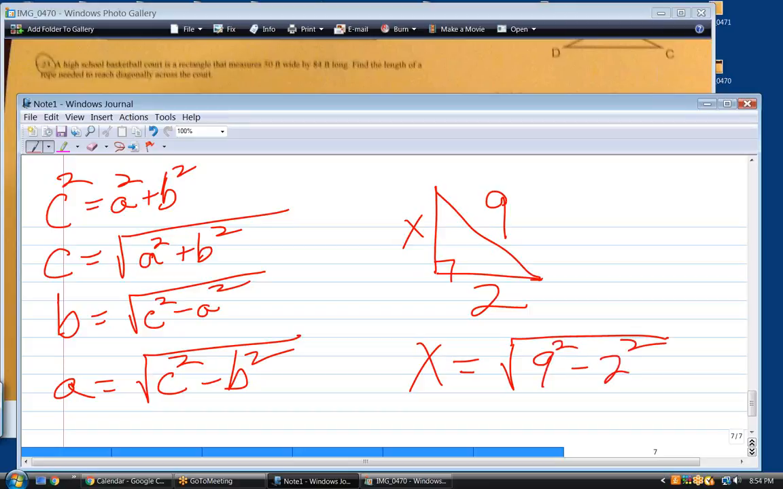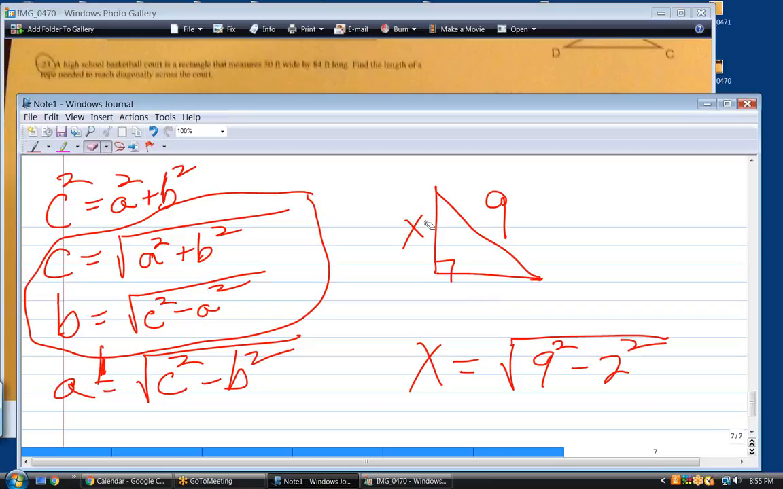You got it. So you can see that really those are the only two you need to memorize. Because the third one is just the other short side. In other words, these two are really the same. If I switch this up and make this 2 and this x, you do the same thing. You still take the square root of 9 squared minus 2 squared.